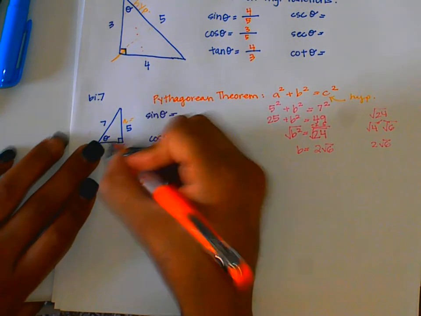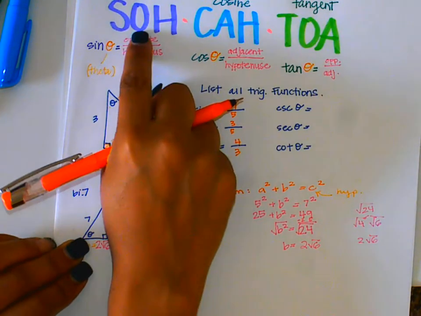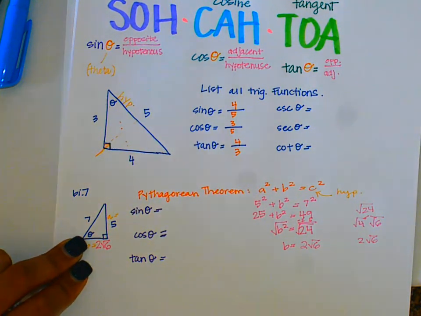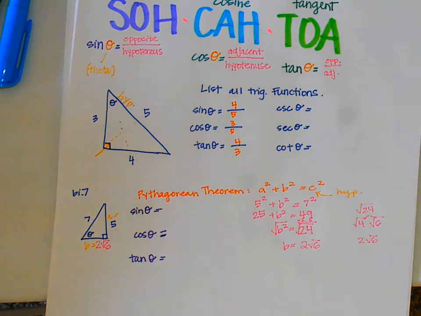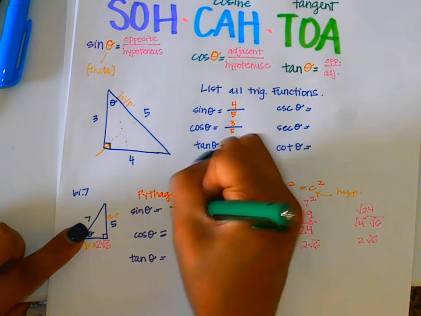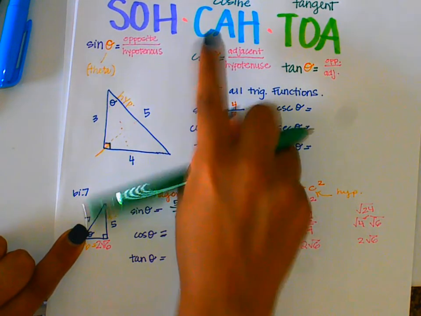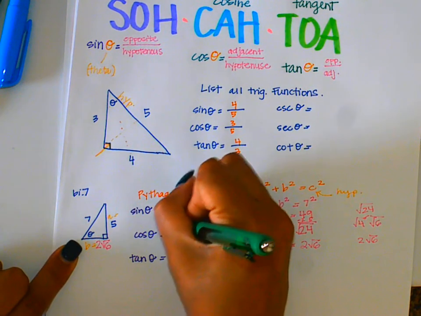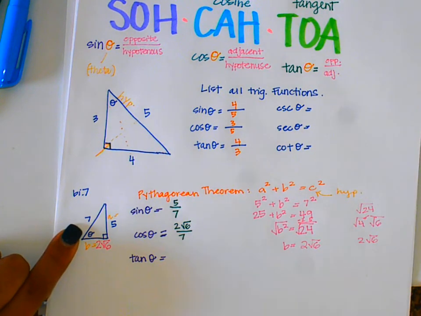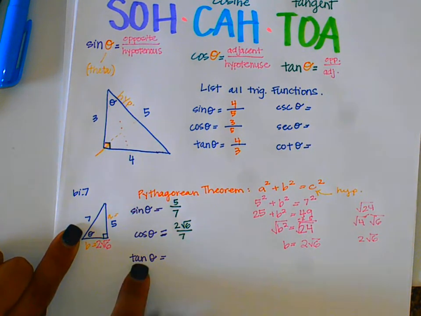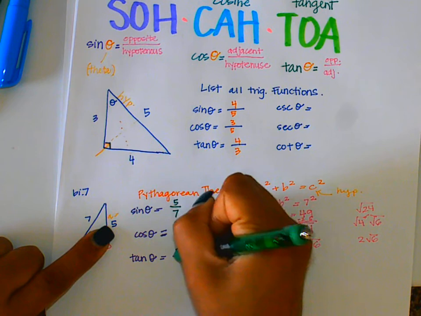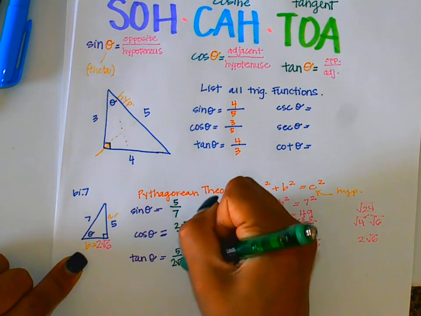So here's our theta. Sine, according to SOHCAHTOA, is opposite over hypotenuse. So I'm going to take the opposite, 5, over the hypotenuse, 7. Cosine is adjacent over hypotenuse, so 2 radical 6 over the hypotenuse, 7. And then the tangent is opposite over adjacent, so opposite was 5 over adjacent 2 radical 6.